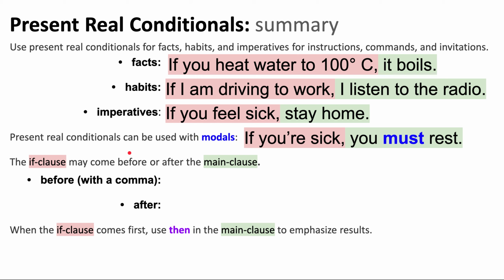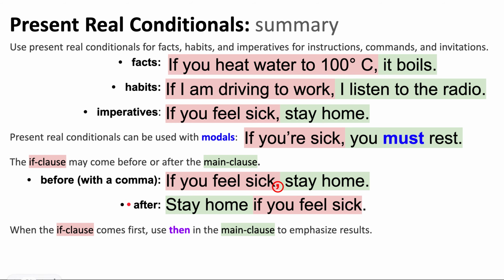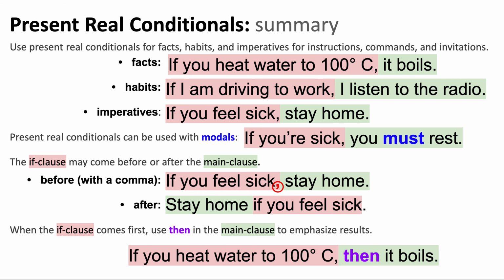The if clause may come before or after the main clause, but if it comes before, it must have a comma. For example, if you feel sick, comma, stay home. Or it may come after. For example, stay home, no comma, if you feel sick. When the if clause comes first, then we can use then in the main clause to emphasize results. For example, if you heat water to 100 degrees Celsius, then it boils.